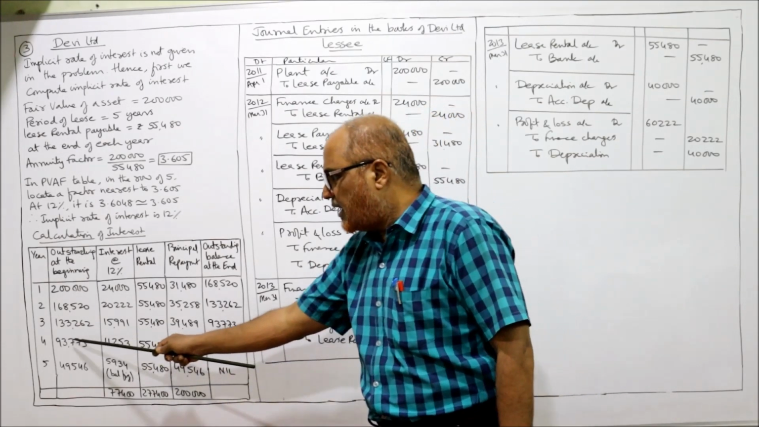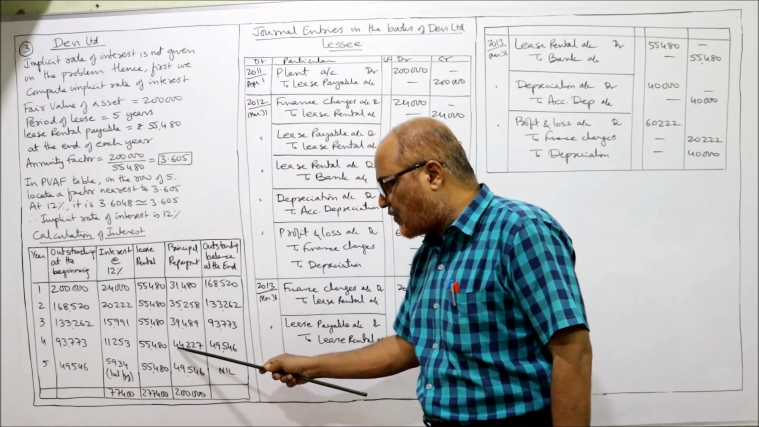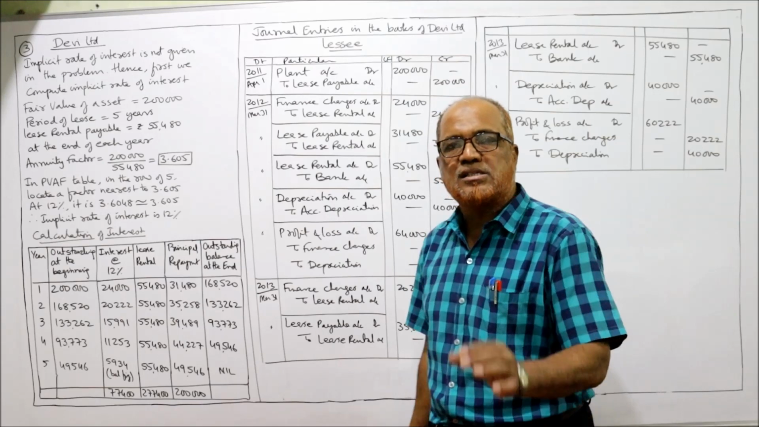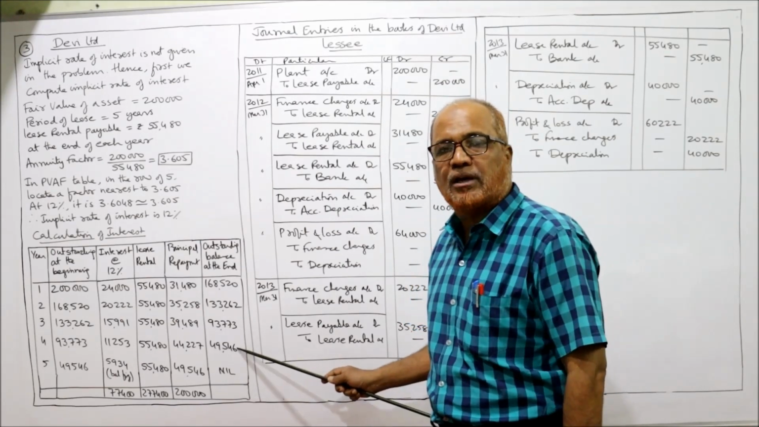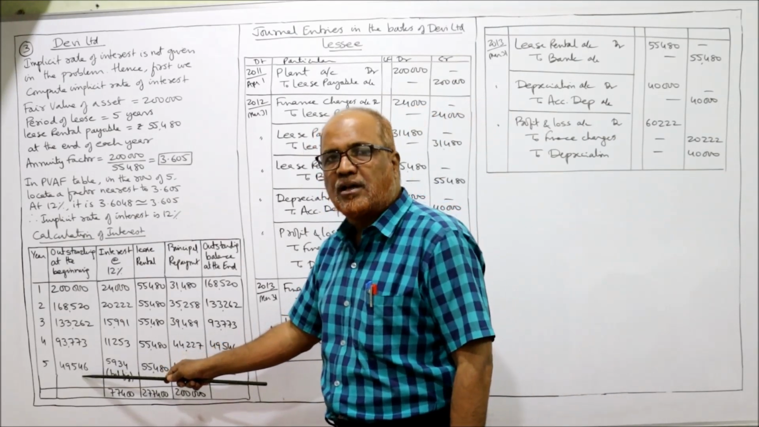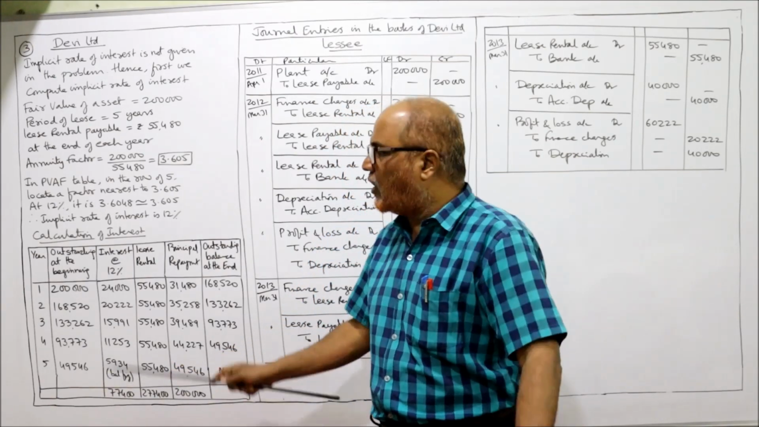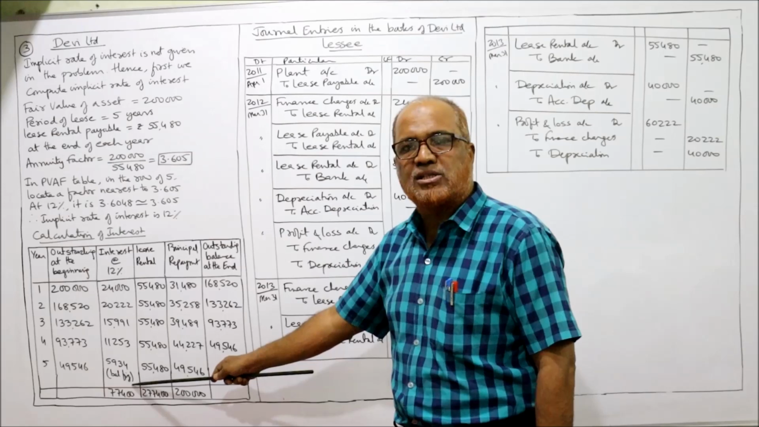Now closing balance 93,773 minus 44,227. The balance is 49,546. This is the closing balance at the end of fourth year. This will become opening balance. Now for the last year, we will take the balancing figure for interest. We will not calculate at 12%. We will take the balancing figure.